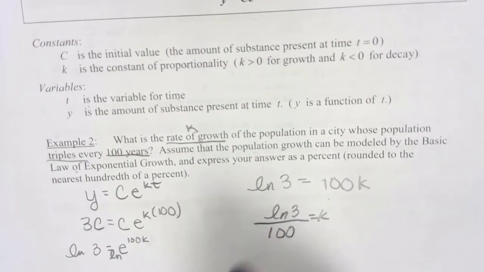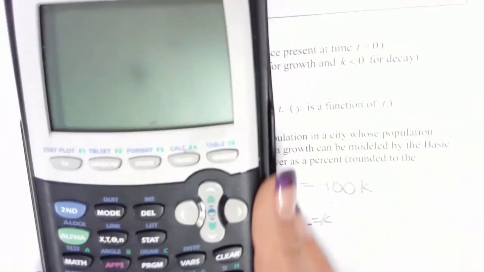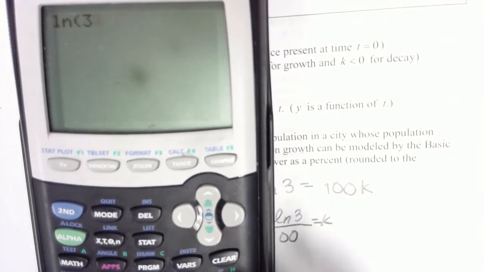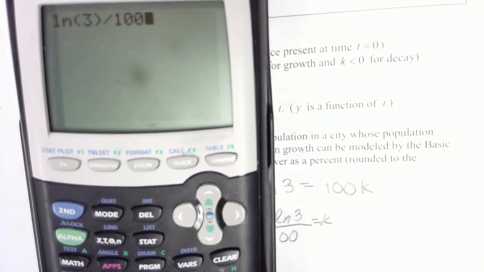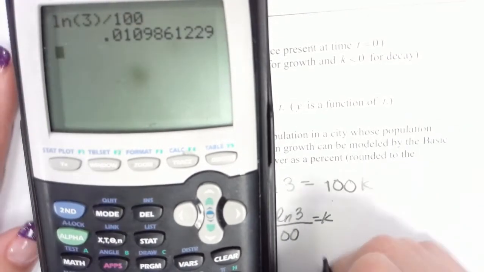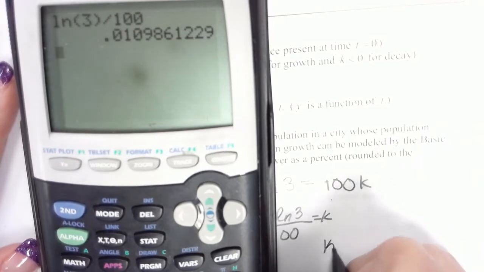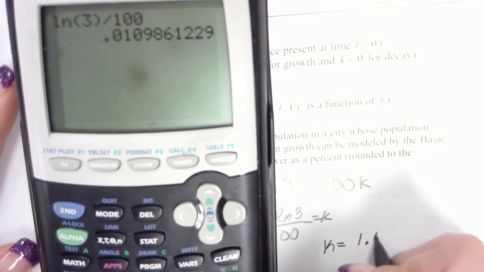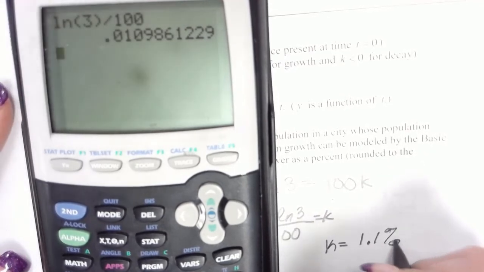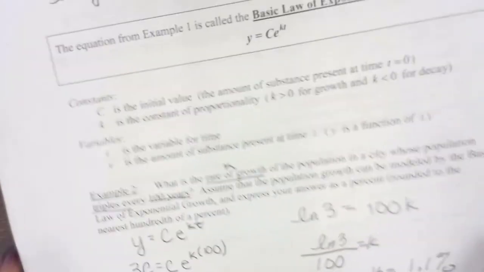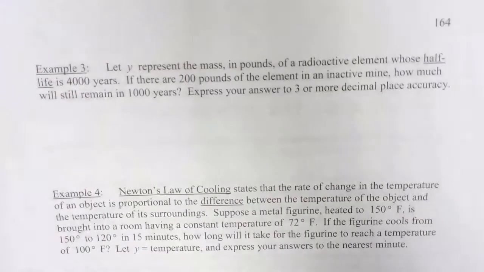In your calculator, because it wants you to express it as a percent, I'm going to do that now. ln 3 divided by 100. If we talk about a percent, we need to move over it twice. So our final is 1.1% is how it's growing. Very good. Let's try some other questions that involve the exponential growth and decay.